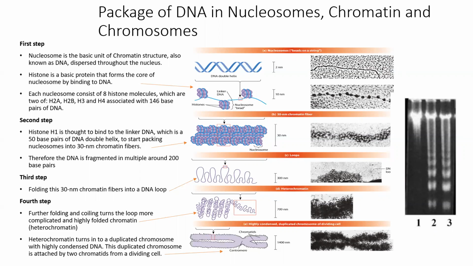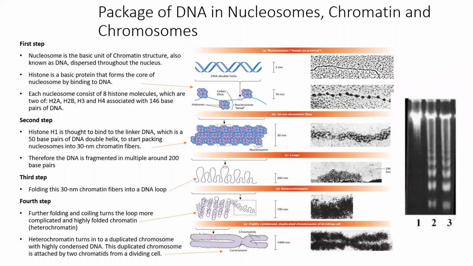Second step, you can see on the orange arrows, we see that histone H1 is binding to the linker DNA. The linker DNA is about 50 base pairs of DNA double helix that starts packing nucleosomes into the 30 nanometer chromatin fibers. Therefore, the DNA is fragmented in multiples of 200 base pairs.